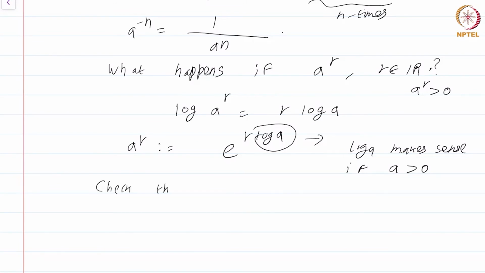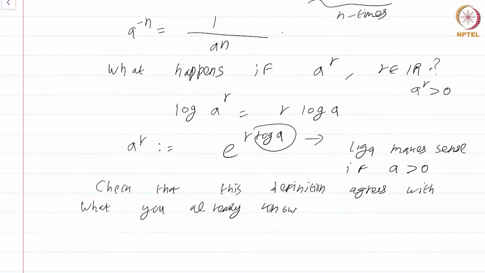this definition agrees with what you already know. What do I mean by this? For instance, a power 1 by n should be nth root of a, for instance. So, please check this. This is the definition of exponential.